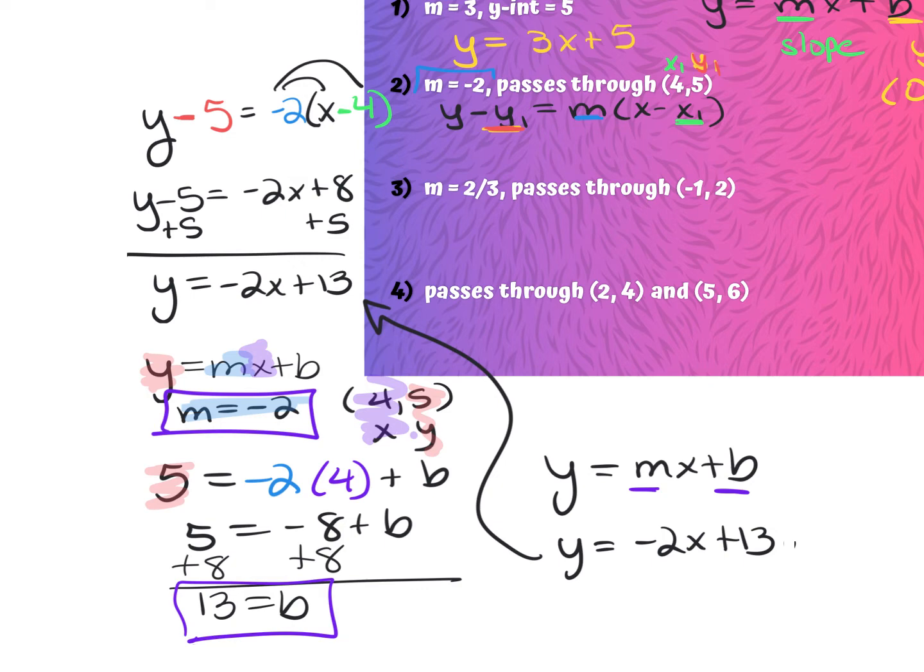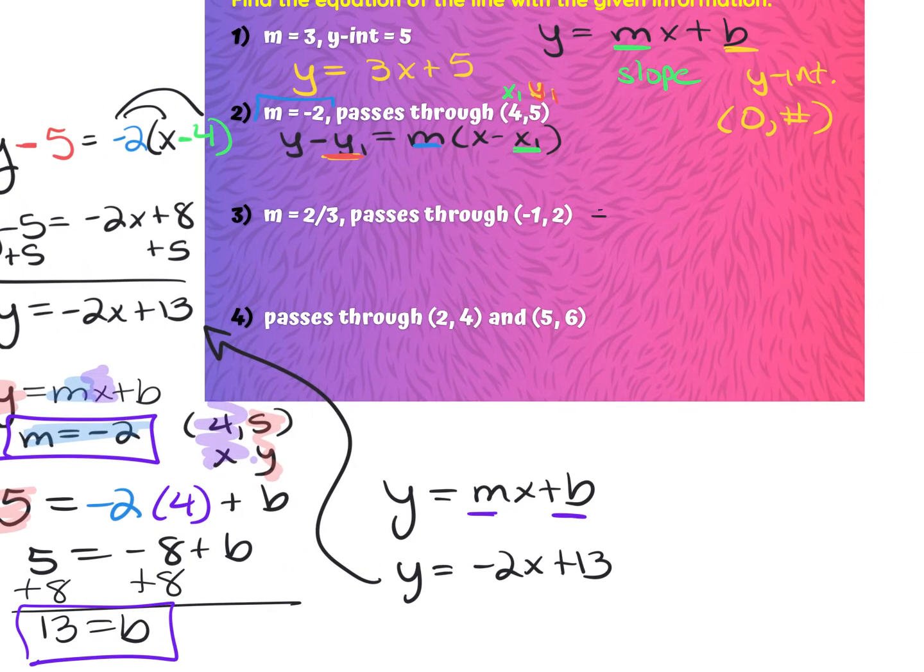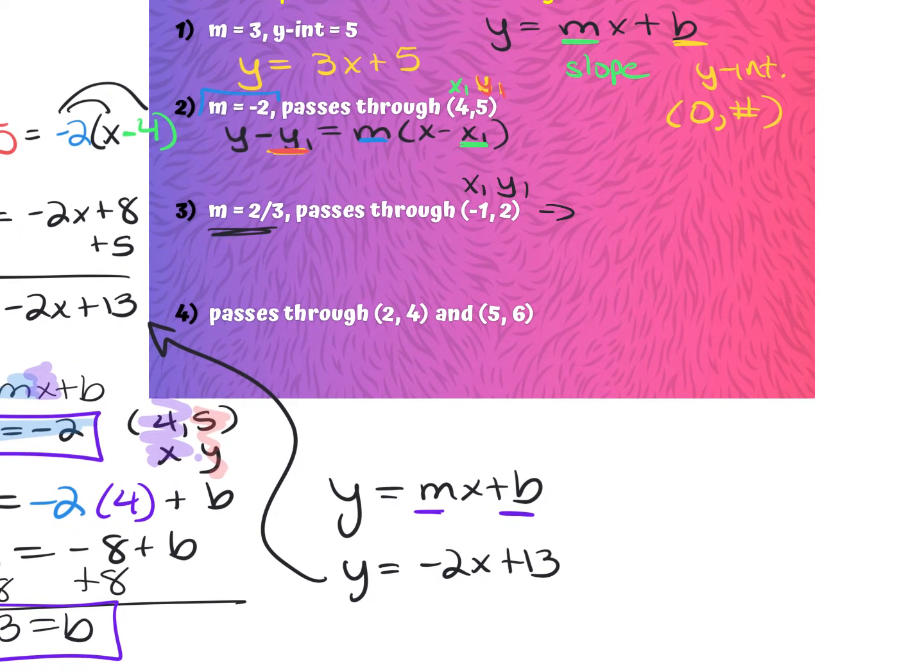Then you don't have to remember to go back and do it again with the plug-in. So let me go ahead and do number 3 using point slope again. So for number 3, again, this is my x1, y1, and here's my slope. So I'm going to go ahead and plug it in. y minus 2 equals 2/3 times x minus -1. So when I put it in here, minus, it becomes a plus sign. So now it's y minus 2 equals 2/3. The negative becomes positive. And now I'm going to distribute the 2/3.